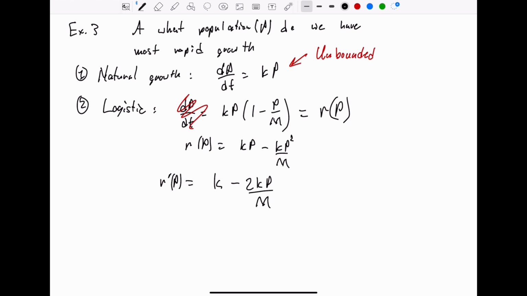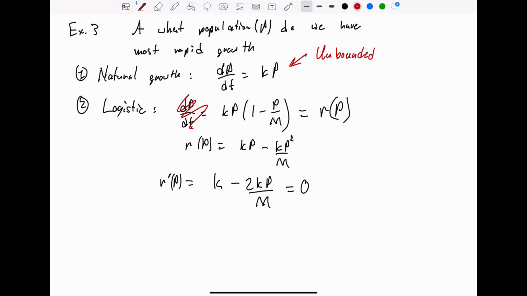I'm looking for critical numbers. So to find critical numbers, I set the derivative equal to 0. I'm trying to find the maximum of this function. To find the maximum of a function, we take the derivative. We set the derivative equal to 0 to find critical numbers. Now I'm going to solve for p. That will tell me at what population I have a critical number.